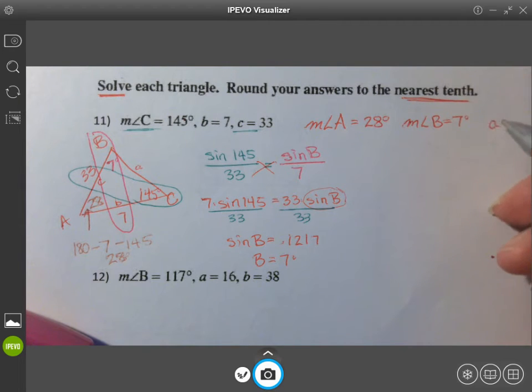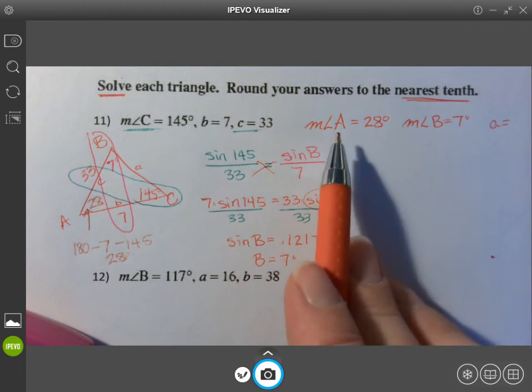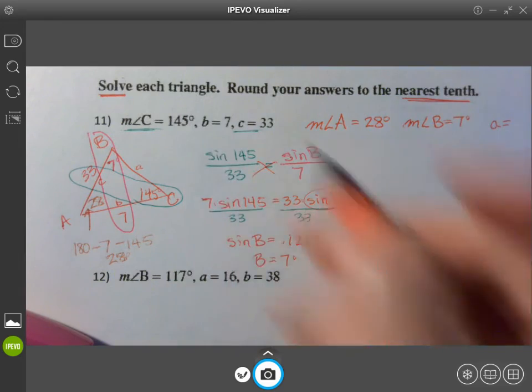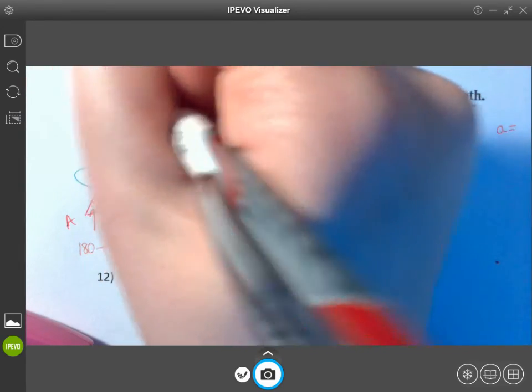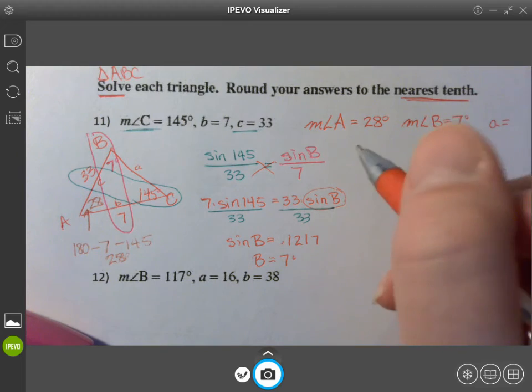Side A. Guys, it's not a mystery what I'm missing. If they gave me angle C, I need the other 2 angles. If they gave me sides B and C, then I need the other one. And I guess they should have said in triangle ABC, solve for the triangle. They shouldn't assume that we know it's ABC. So how do I find side A?